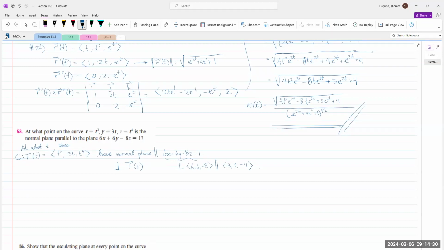So what we need to do is actually find, oh, another thing, that unit tangent vector is actually parallel to the r prime t. Okay, so what we need to do is to find t such that r prime t is parallel to (3, 3, -4).